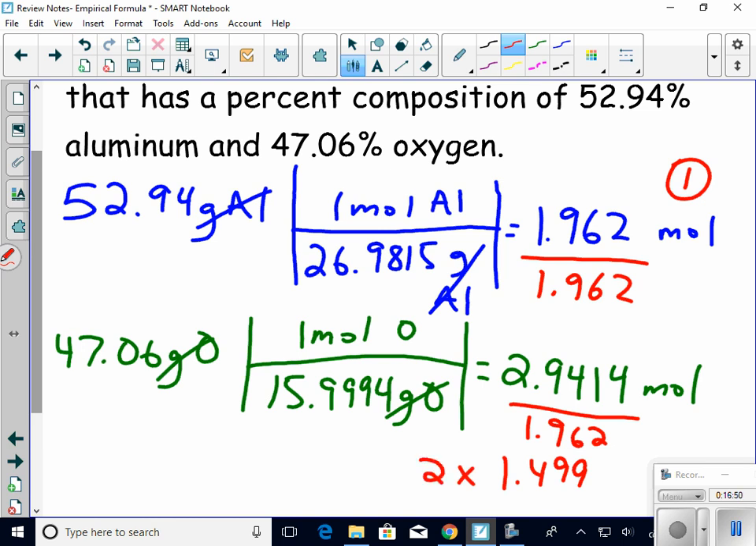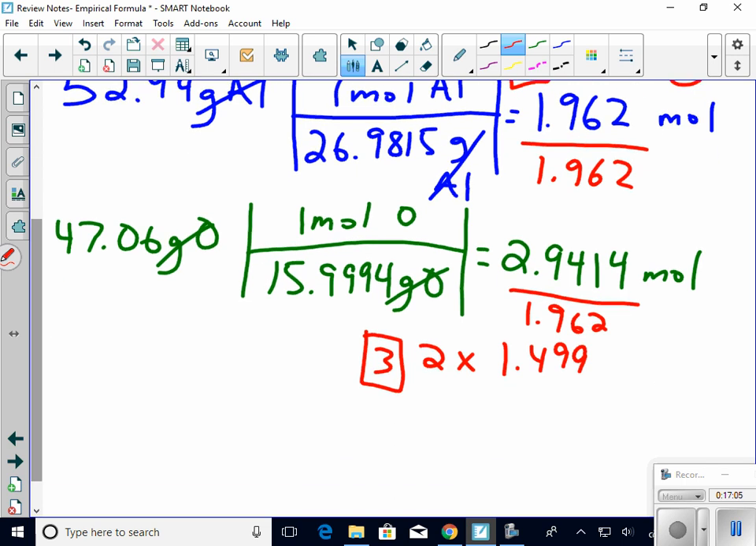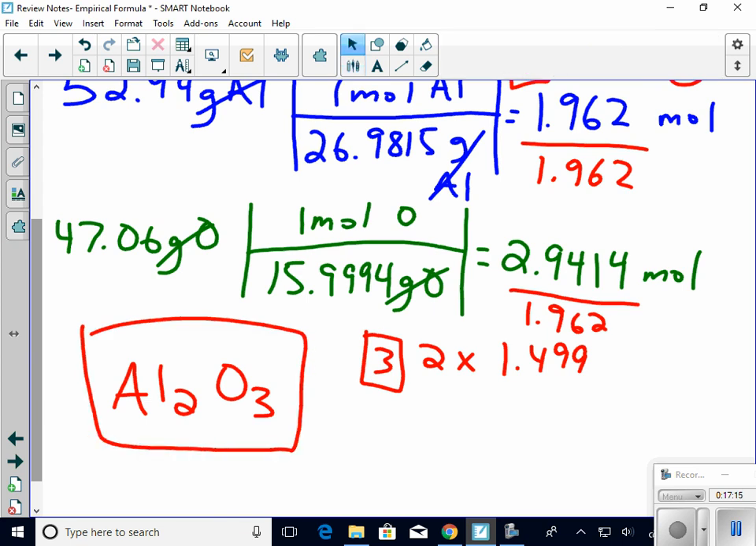I'm going to multiply it by 2. I'm also going to multiply that by 2. So this is going to give me 3 here. It's going to give me 2 here. So what is my empirical formula going to be? Al2O3. That makes a little bit more sense than that gobbledygoosh that I just had there with chlorine.